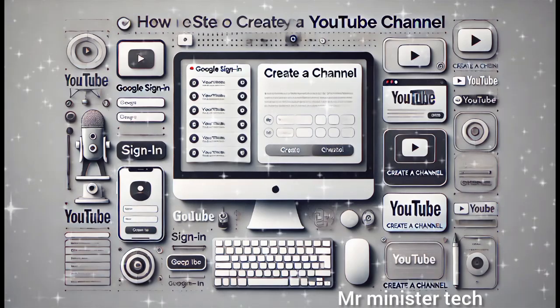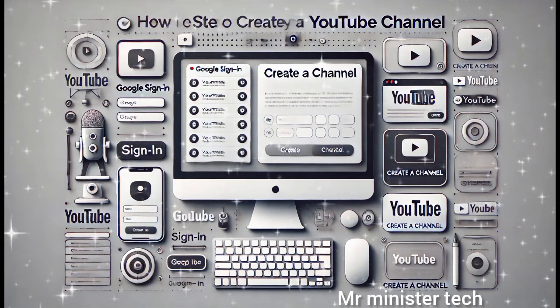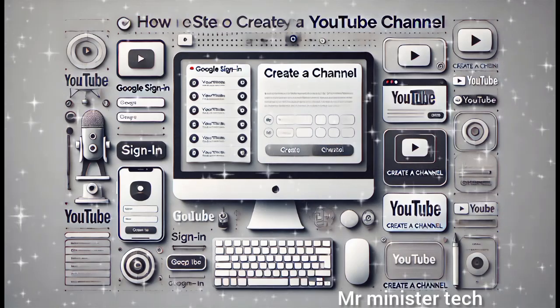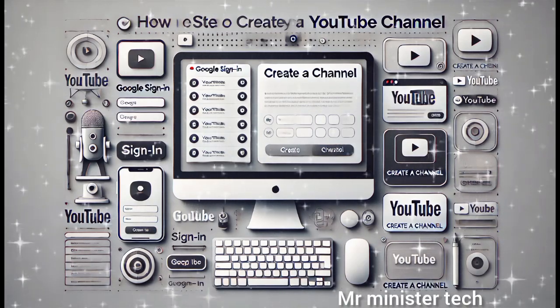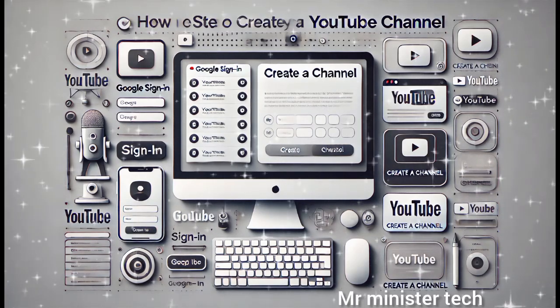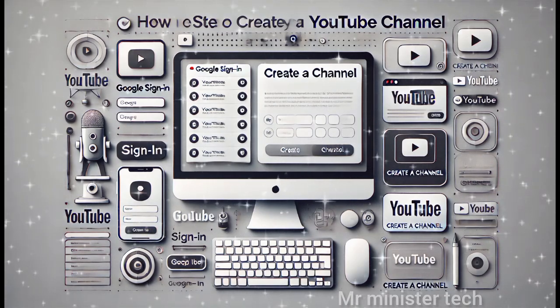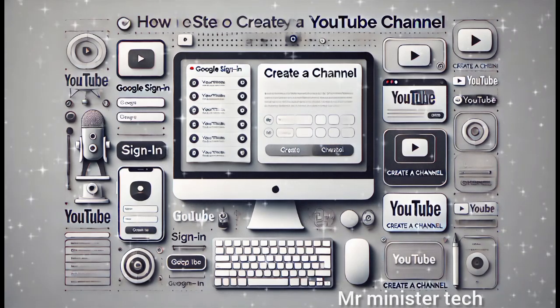1. Click the Create button, camera icon, in the top right corner. 2. Select Upload Video. 3. Choose a video file from your device. 4. Fill in the title, description, and tags for the video.